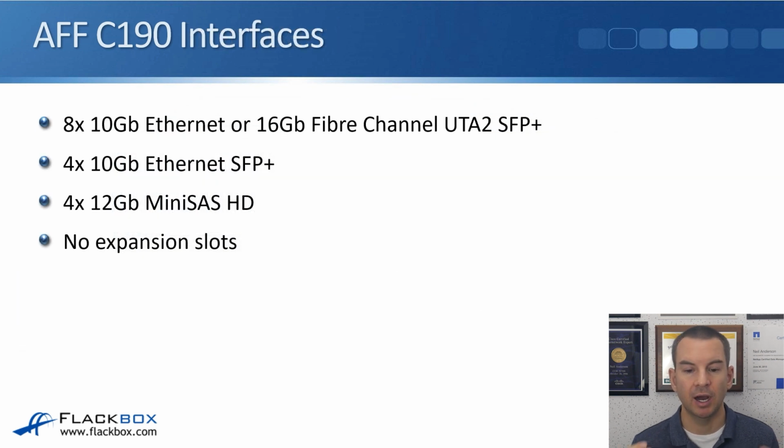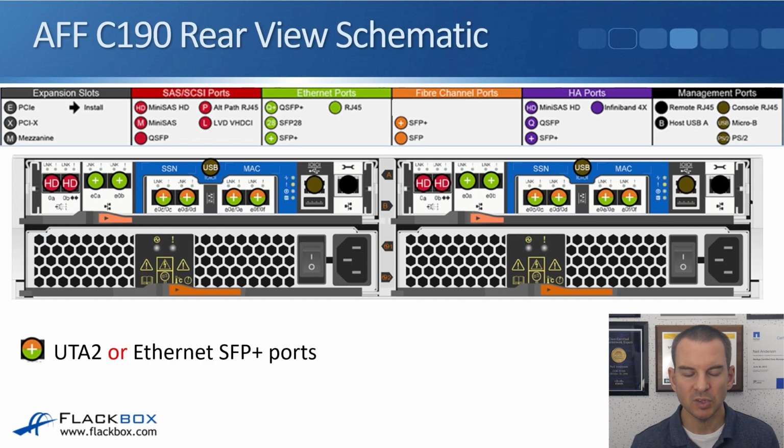The interfaces are 8x10 gigabit Ethernet or UTA2 ports, 4x10 gigabit Ethernet SFP Plus in addition to that, and it also has 4 SAS ports, although they can't actually be used. It just uses the internal disks. It has those because it shares the same chassis as the AFF A220, and it has no expansion slots. So looking at the back of the AFF C190, it is exactly the same as the AFF A220, which you saw earlier.